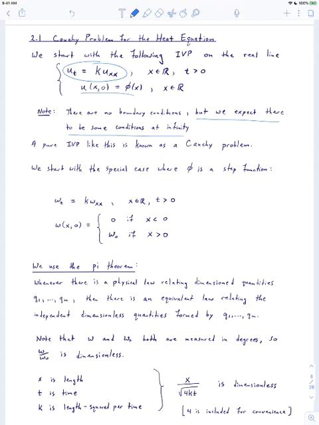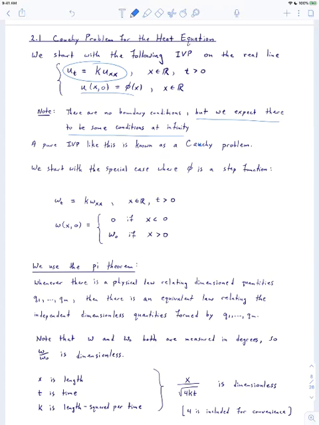A pure initial value problem like this, with no boundary conditions, is known as a Cauchy problem. This is a U here, C-A-U-C-H-Y. A Cauchy problem. We start with the special case where phi is a step function.